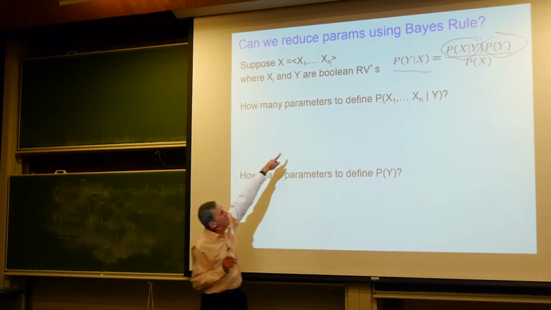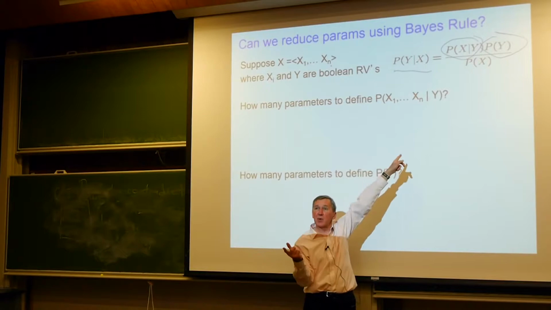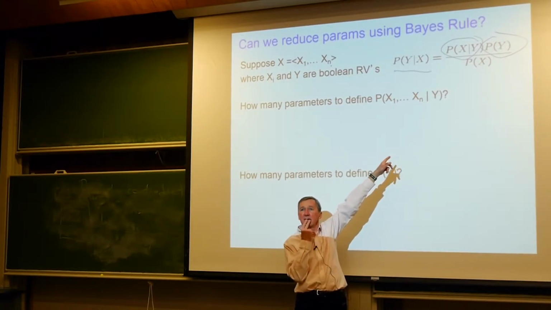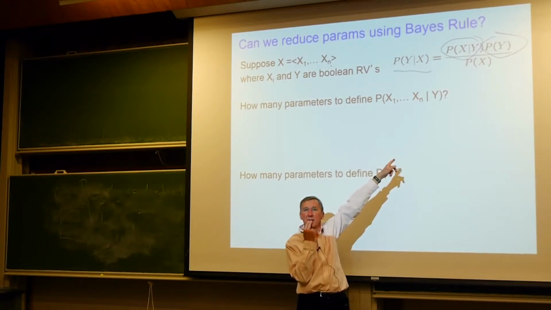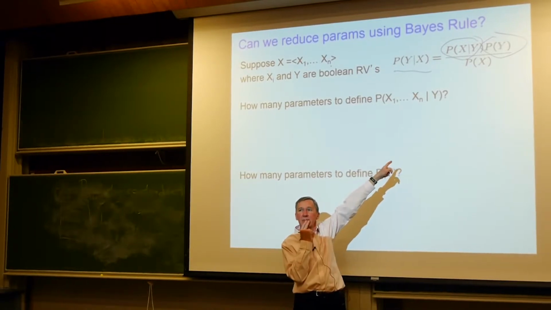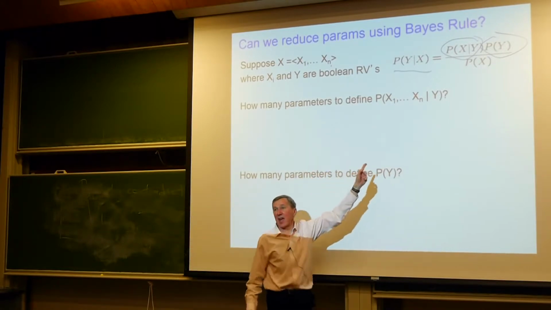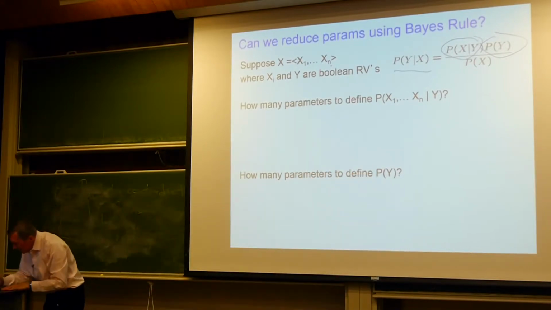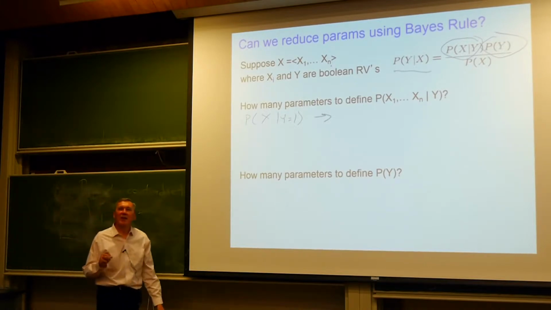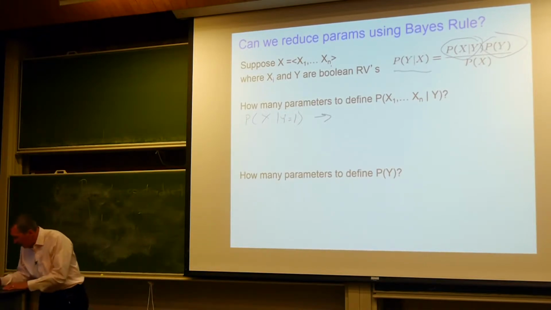Okay, so how many parameters do we need to get this? Remember, y is Boolean and x is Boolean. Two to the n minus 1. So let's consider the case where y equals 1. When y equals 1, then we're just trying to get the probability of the x's given y equals 1. Then how many parameters do we need? 2 to the n minus 1, right?